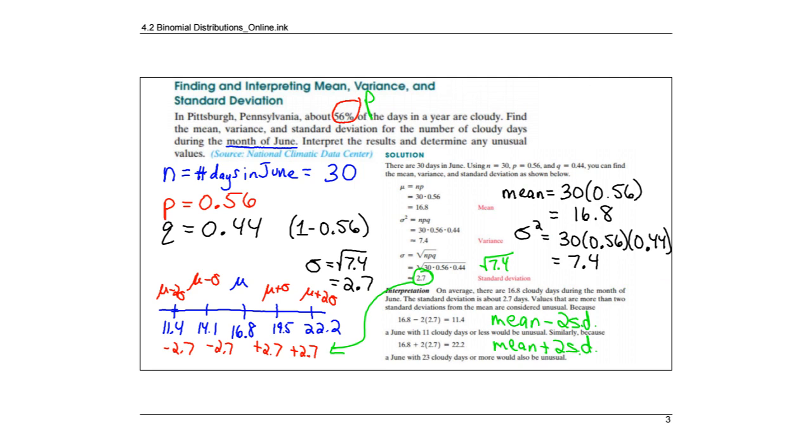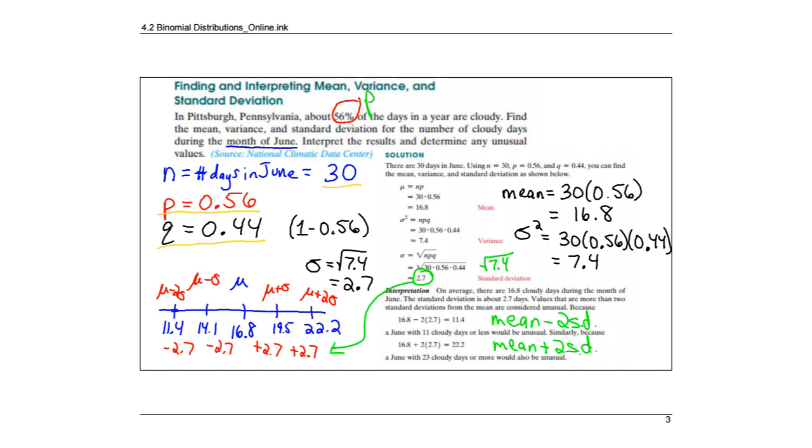All right, so in Pittsburgh, Pennsylvania, about 56% of the days in a year are cloudy. So that's going to be our P. P is equal to 0.56. Find the mean, variance, and standard deviation for the number of cloudy days during the month of June. Interpret the results. So there happens to be 30 days in June. So N is 30. P is 0.56. That was given to us in the problem. Q is going to be 1 minus P. So that would give me 0.44.